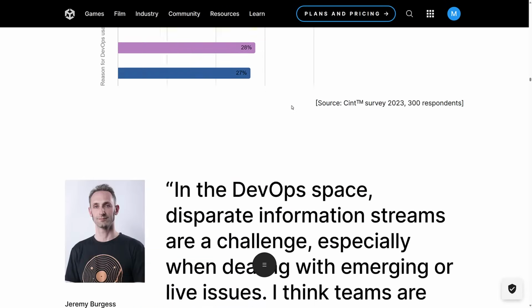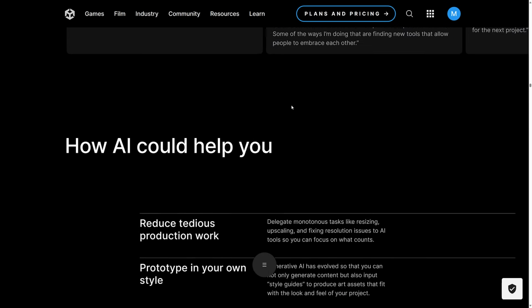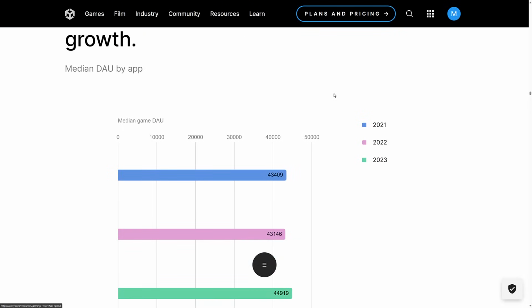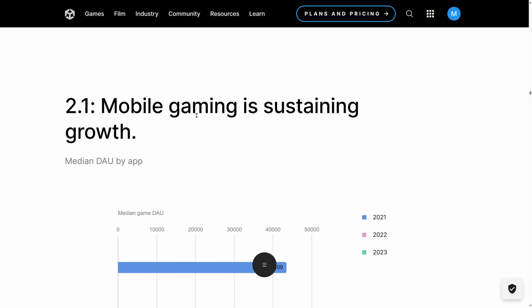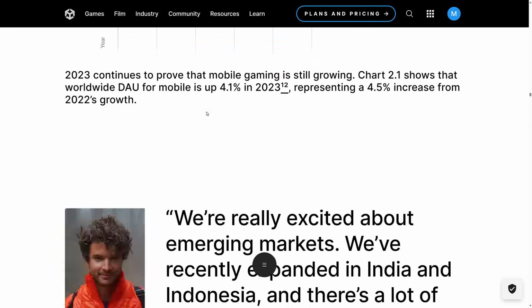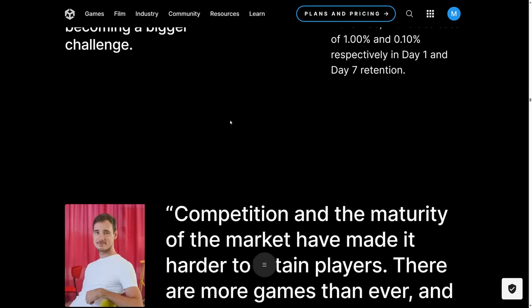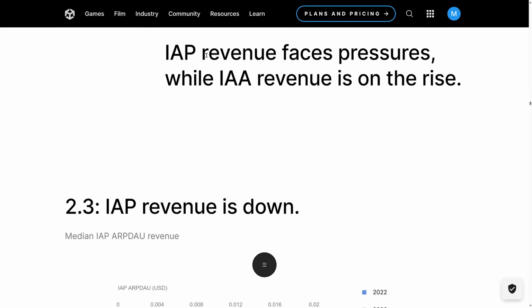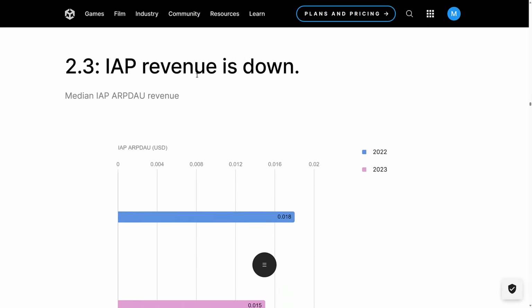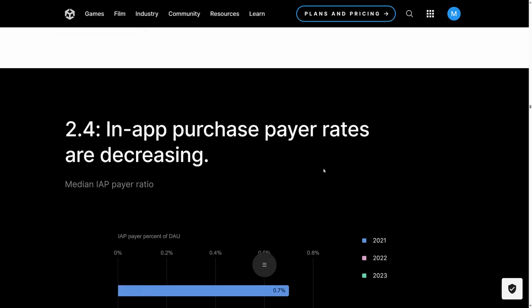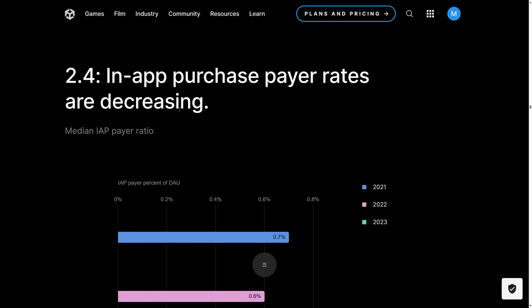Now we get more interesting when we get into the next little category here, and we get into the money side of things. And the big thing here is the mobile earnings have really changed a lot with how they work. So mobile retention is slightly down worldwide. In-app revenue faces pressures while in-app advertising revenue is on the rise. So in-app revenues went down about 20 to 30% between the years, whereas in-app purchase player rates are also decreasing.